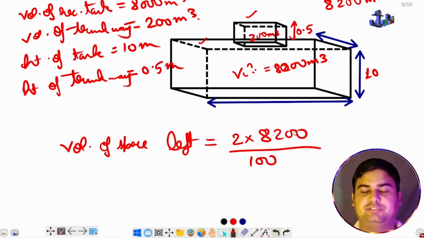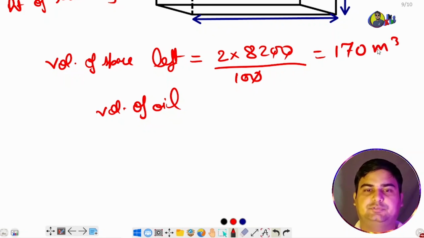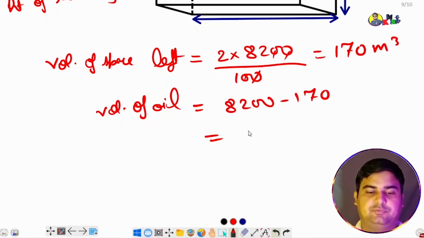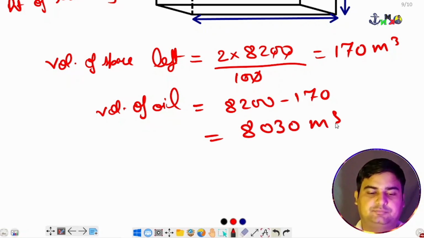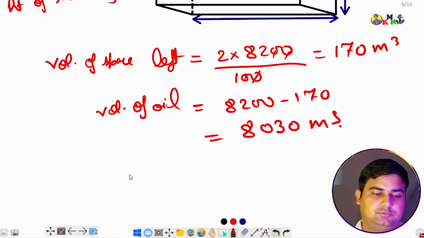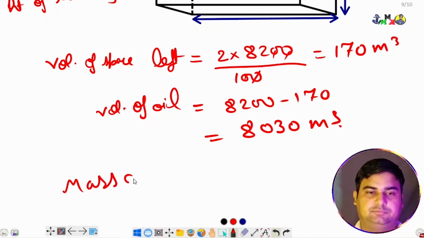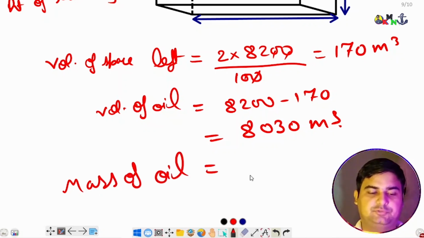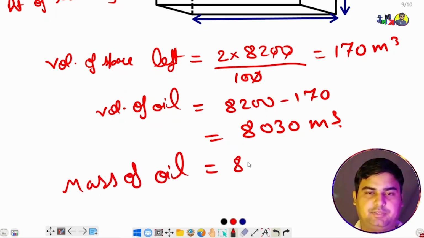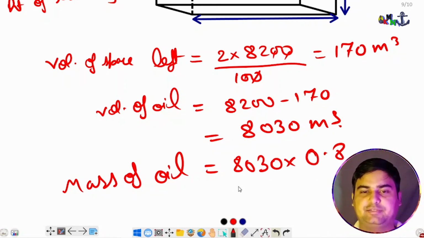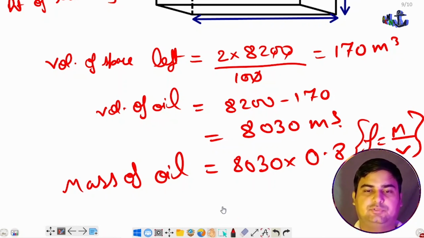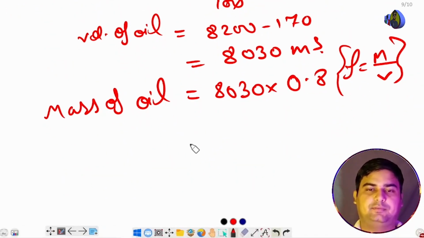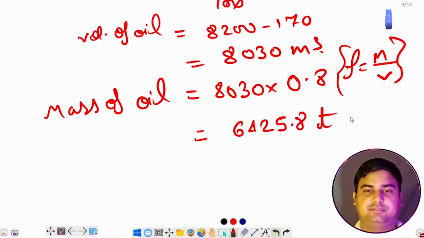Volume of space left will be equals to 2 into 8200 divided by 100. So that is simply 2% of 8200, 170 meter cubes. So 8200 minus 170 will be equals to 8030 meter cubes. So mass of oil will be equals to 8030 multiplied by 0.8, that is the density. As we know, density is equals to mass upon volume. So this mass of oil will be equals to 6425.8 tons.